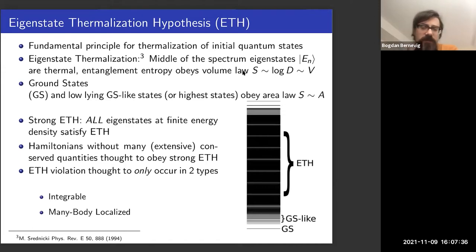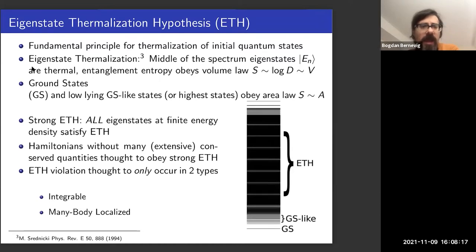So you take a generic eigenstate in the middle of the spectrum, and the strong ETH hypothesis says that any state you take here, you cut half of the system, you compute the reduced density matrix. Once you compute the reduced density matrix, you can compute the entanglement entropy, and this obeys a volume law, which basically means that any matrix product state representation of this state would have a bond dimension that is basically exponential in the volume of the system that's traced out.